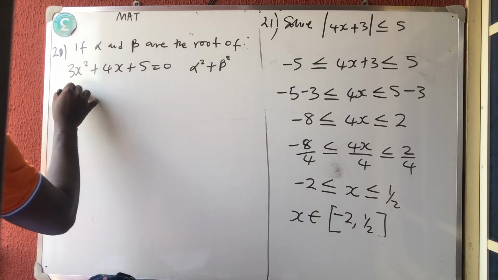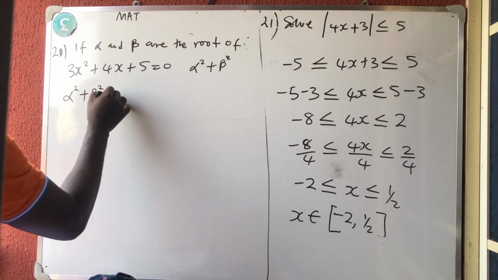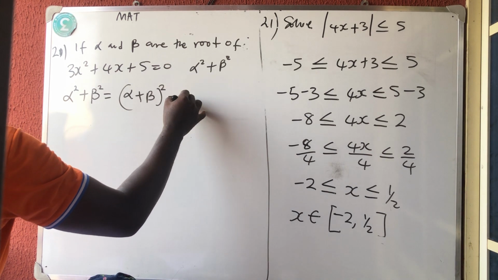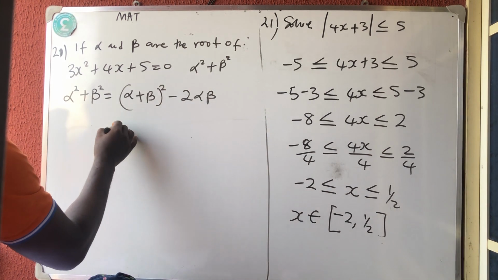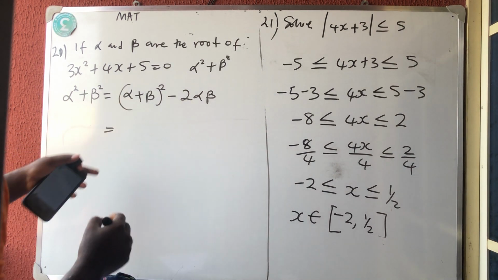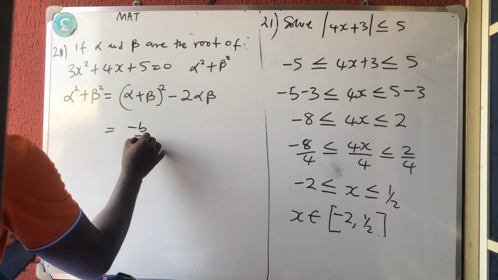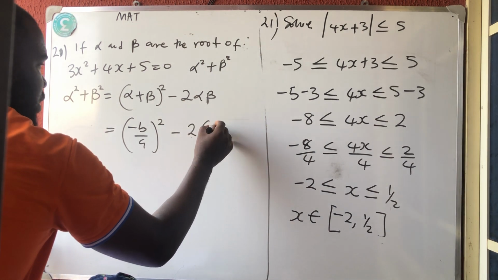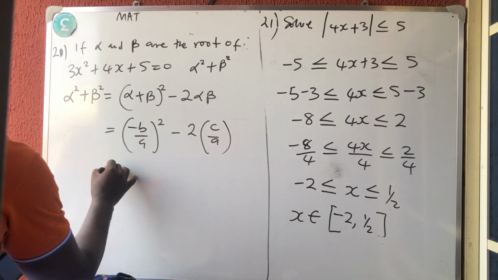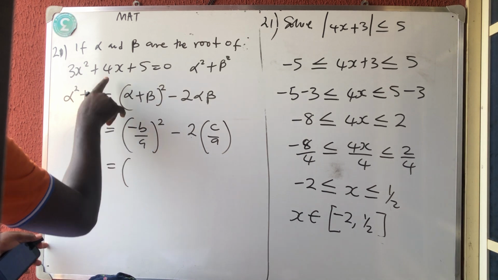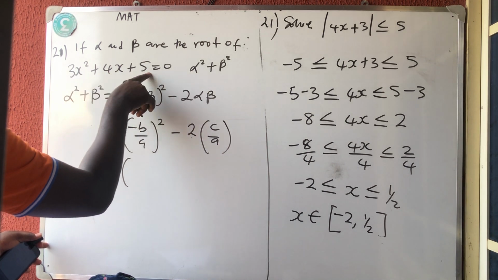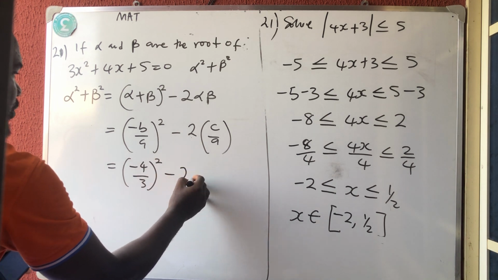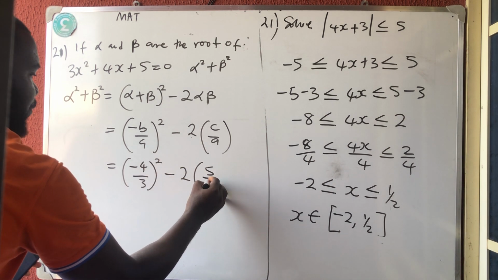Okay, we know the formula. Alpha squared plus beta squared is equal to alpha plus beta all squared minus 2 alpha beta. Alpha plus beta is minus b over a, and don't forget the all squared. Minus 2 into alpha beta, which is c over a. Minus my b is 4, with a, b, and c, so which is minus 4 over 3 all squared minus 2 into 5 over 3.